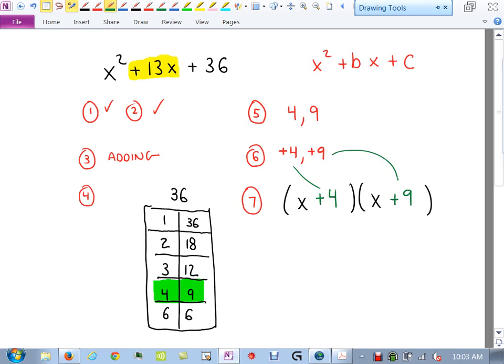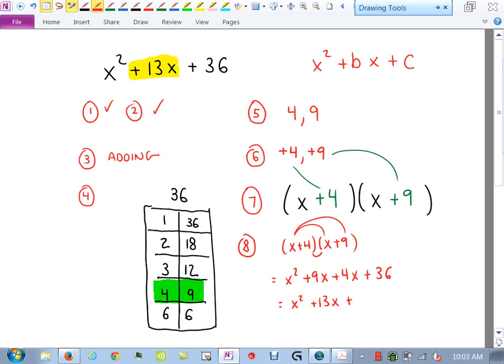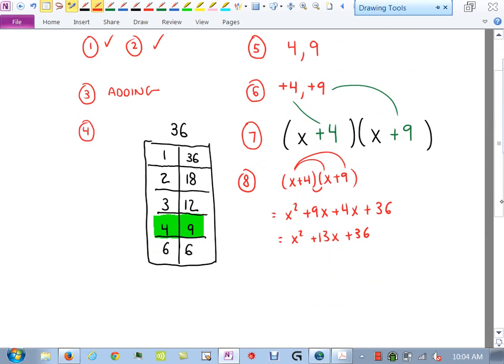Now, step 8 is to check it. How could we check it? FOIL it. So what's x plus 4 times x plus 9? x squared plus 9x plus 4x plus 36, which is x squared plus 13x plus 36. Does that match what we had to start? Yes.